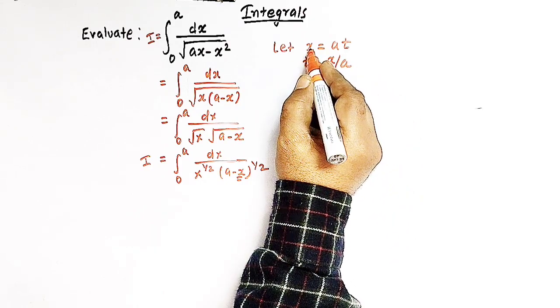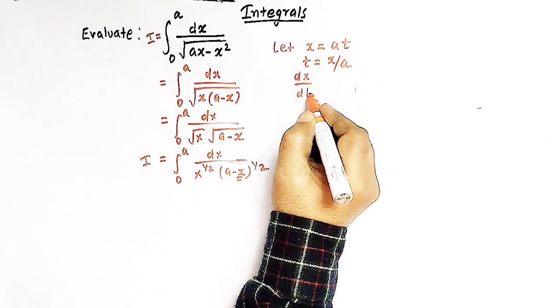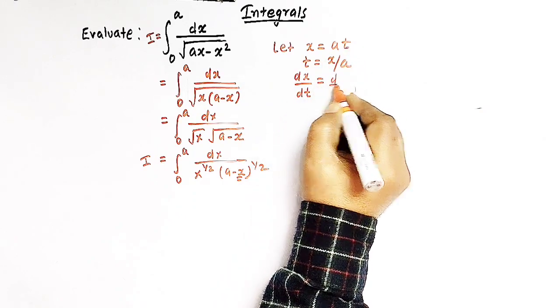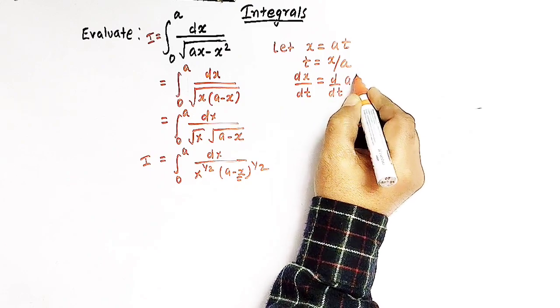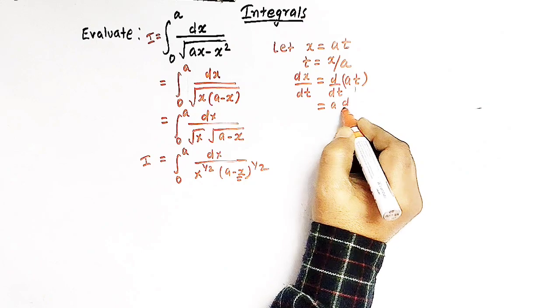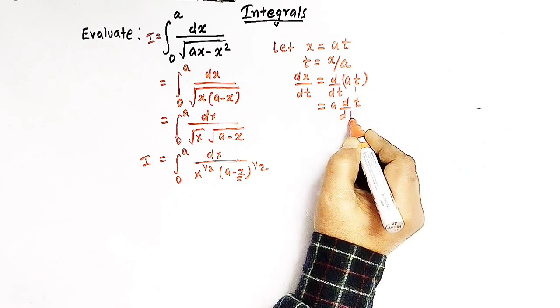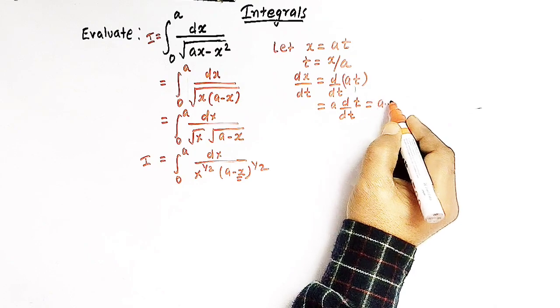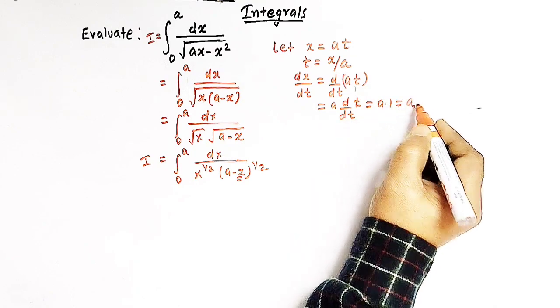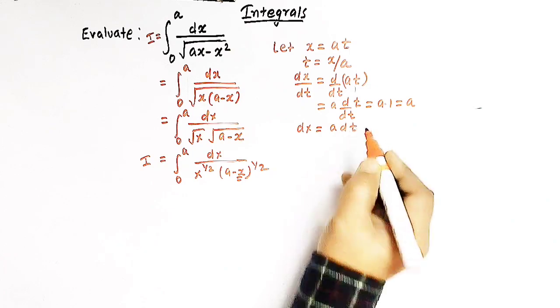So let us differentiate x with respect to t. So we have dx over dt is equal to d by dt of at, and a is a constant. So we have a times the derivative of t with respect to t, that is a times 1, that is a. So we can now write dx is equal to a times dt.